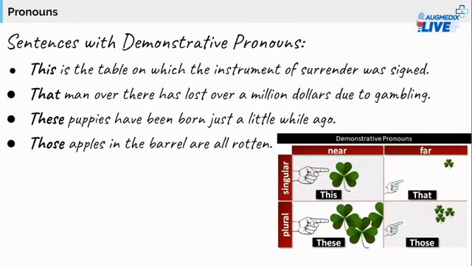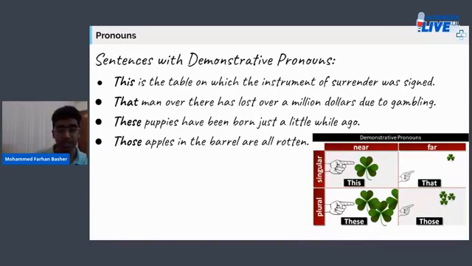Let's read the sentences here. This is the table on which the instrument of surrender was signed. So you indicate towards a table and you're saying that this is the table. Maybe this table is also near you, positioned near to where you're standing. Now you want to talk about a man who is standing somewhere distant from you, right? So you say that man over there has lost over $1 million due to gambling.